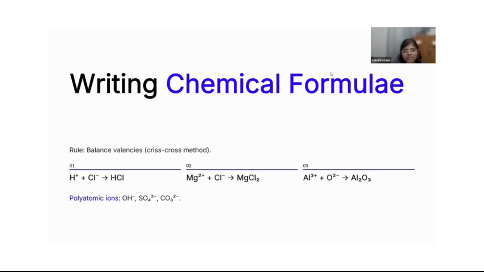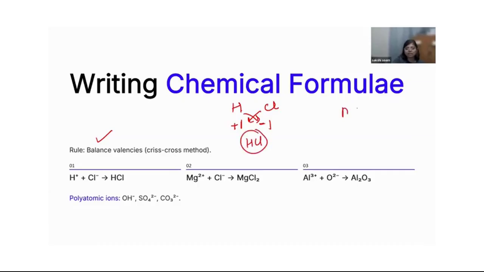Okay. Now let us learn how to write the chemical formula. So let us understand this type of numericals. For example, I have hydrogen and chlorine. So what is the valency of hydrogen? It is +1, right? What is the valency of chlorine? It is -1. Simply, we do a cross multiplication. So the answer is HCl, right?